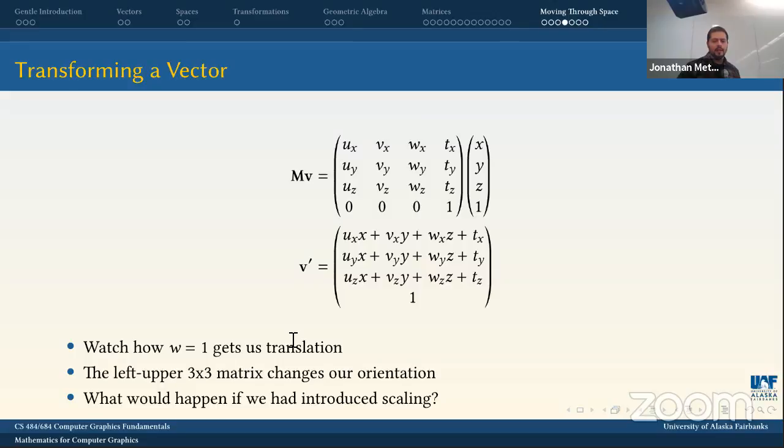Okay. And then, what would happen if we had introduced scaling? Well, then it might change things on us a little bit. So with scaling, you have to watch what you're doing, because it could cause your matrix suddenly to not be orthogonal anymore.